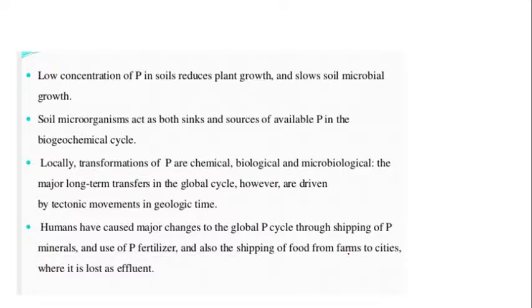Now, a low concentration of phosphorus in soil reduces plant growth, which means a particular amount of phosphorus must be present for the normal growth of plants. Phosphorus is required for plant growth, but phosphorus is always lost as runoff, as I said earlier. When the phosphorus is lost, that will affect the plant growth. Then soil microorganisms act as both sinks and sources of available phosphorus in the biochemical cycle. Microorganisms lock phosphorus, so that is also a source of phosphorus.